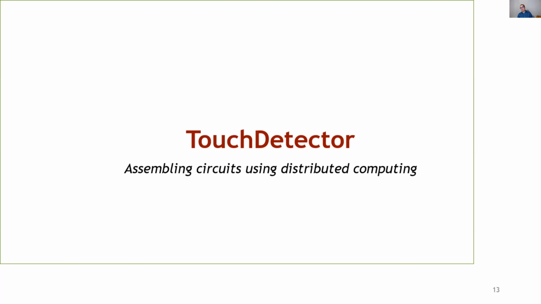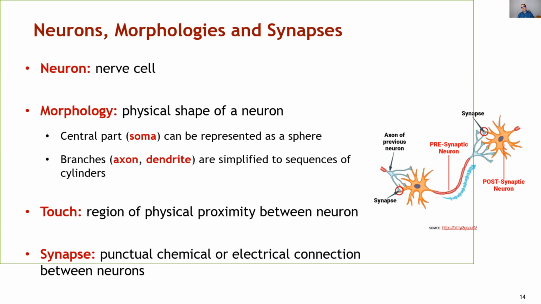So the centerpiece to detect the connectivity between neurons is called touch detector. And yeah, we use a lot of distributed computing for that. First of all, I want to go back into the nomenclature just to prepare you for the next couple of slides. So yeah, as you might have gathered, a neuron is just a nerve cell.